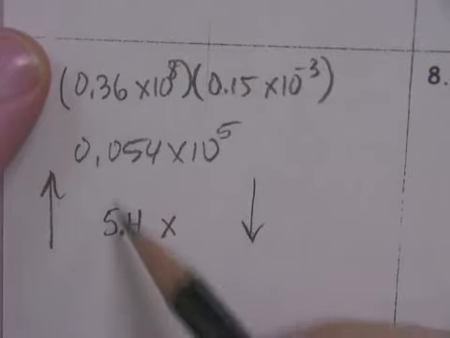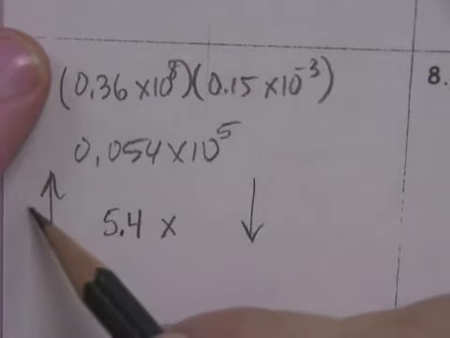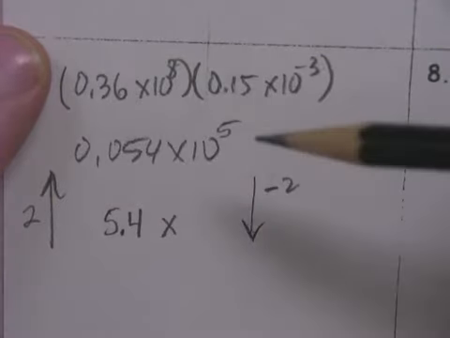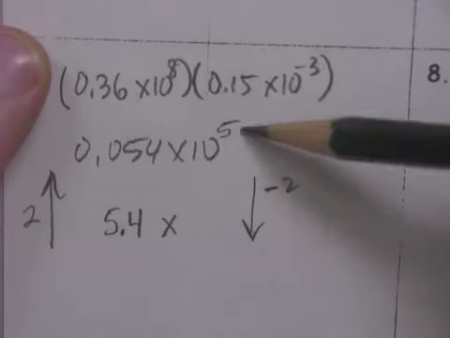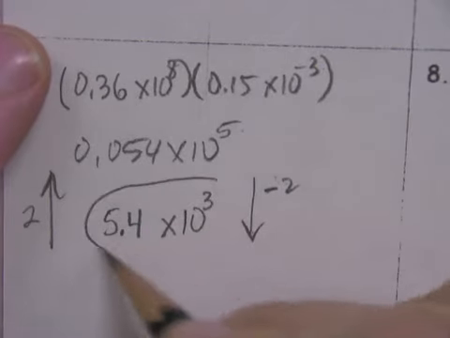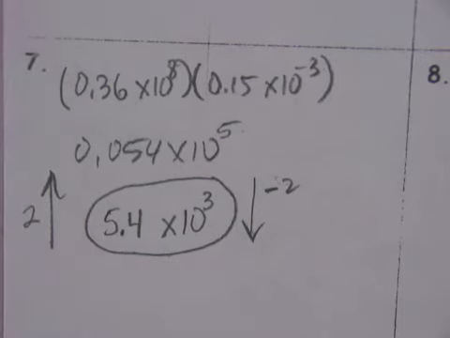Well, how many spots did this move? Well, that got bigger by 2, so this is going to have to get smaller by 2. So that's going to be 3 minus 2, and 3 minus 2 then becomes 10 to the first. And there's the answer right there. Okay, let's slide over and do number 8.